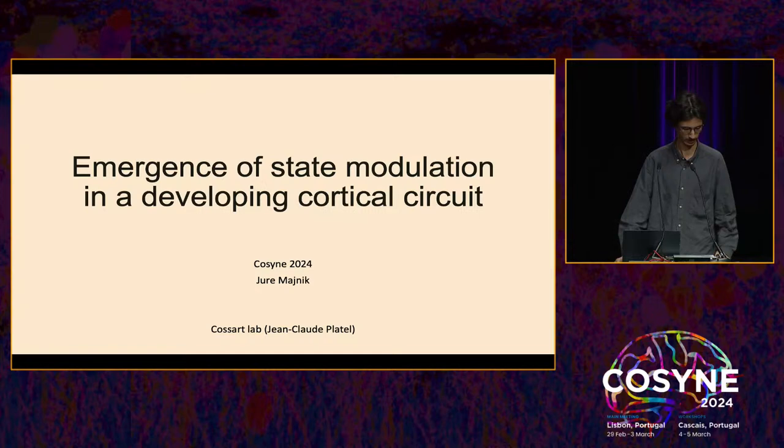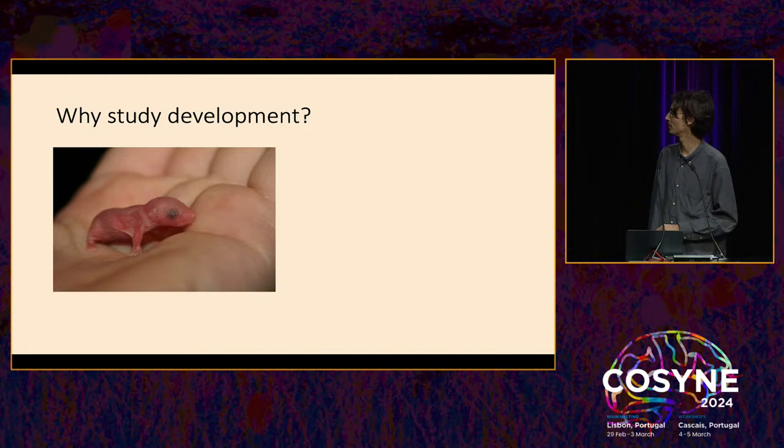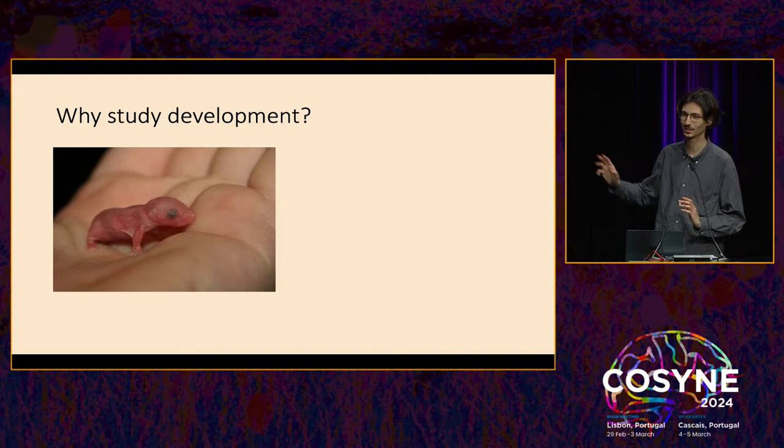But first, as an introduction, I would just want to tell you why I'm so excited about studying development, and I'll sum this up in these two pictures. So the first picture is a mouse at P0. So this is when a mouse is born. It's completely helpless. You can see that its eyes are still closed, its whiskers are not developed, and its motor skills are also severely limited.